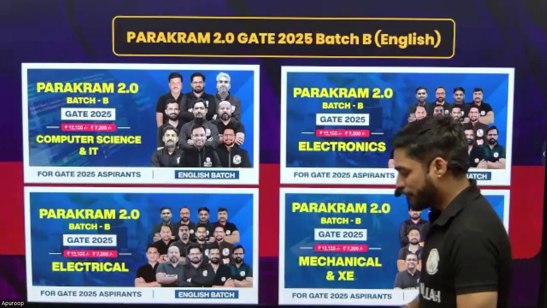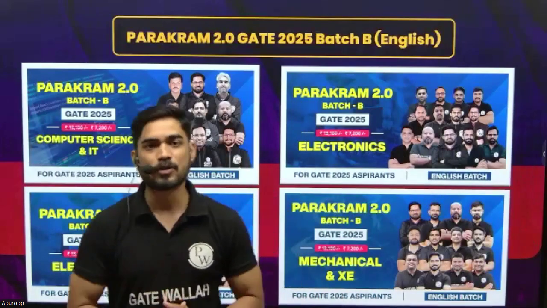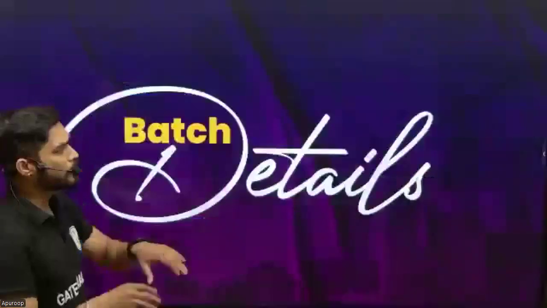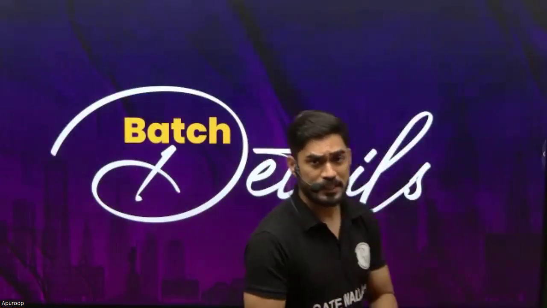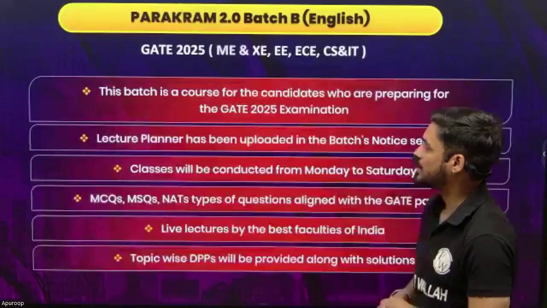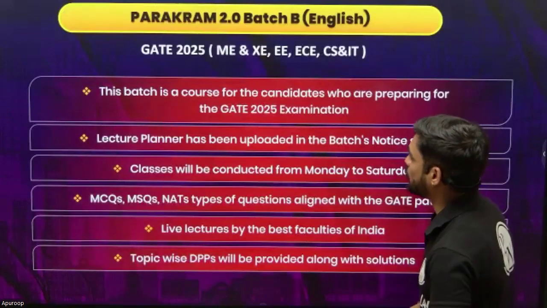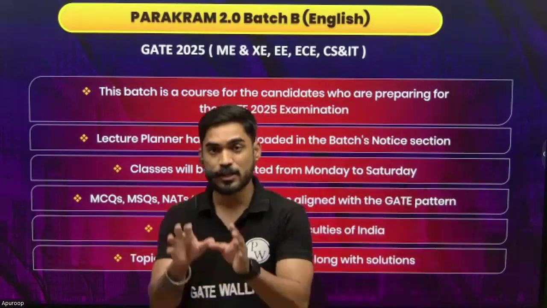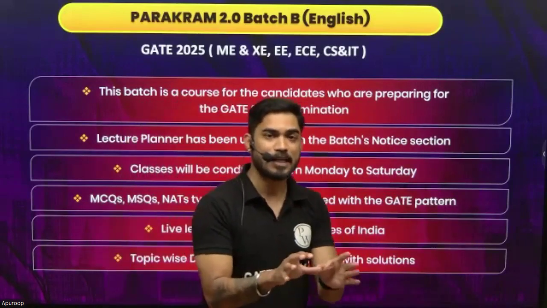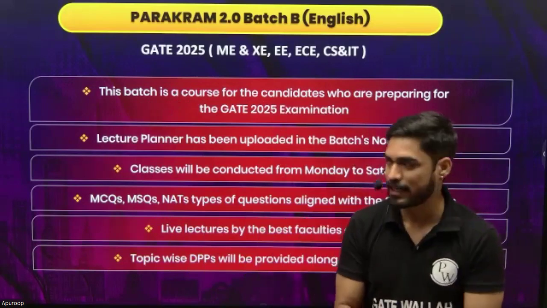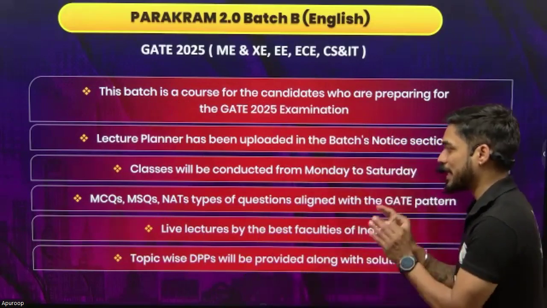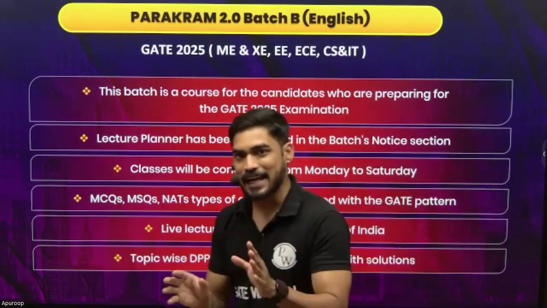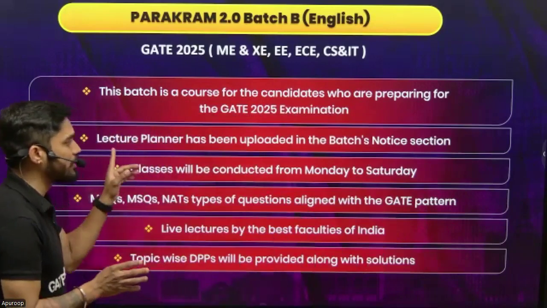Now, let's first discuss the batch details. What you are going to get in this batch? What are the USPs of this batch? So the first thing that you need to know is this batch is for the students who are preparing for GATE 2025. So the syllabus of GATE 2025 will be thoroughly covered. Each and every subject, each and every topic will be covered, and that you can see in your lecture planner.